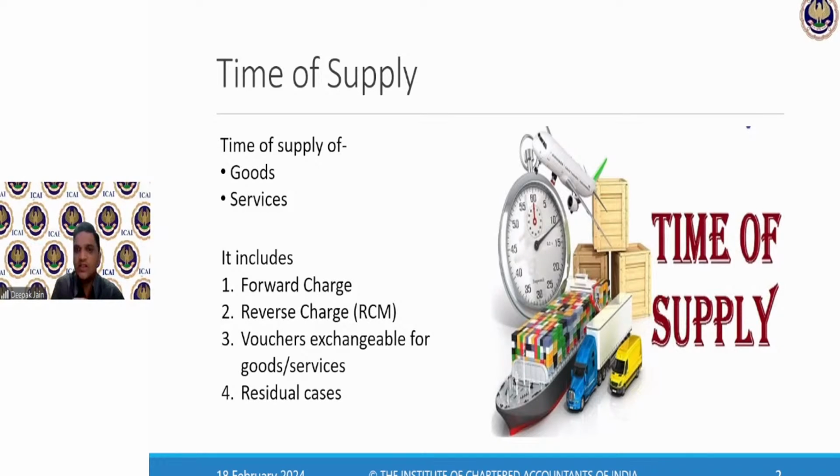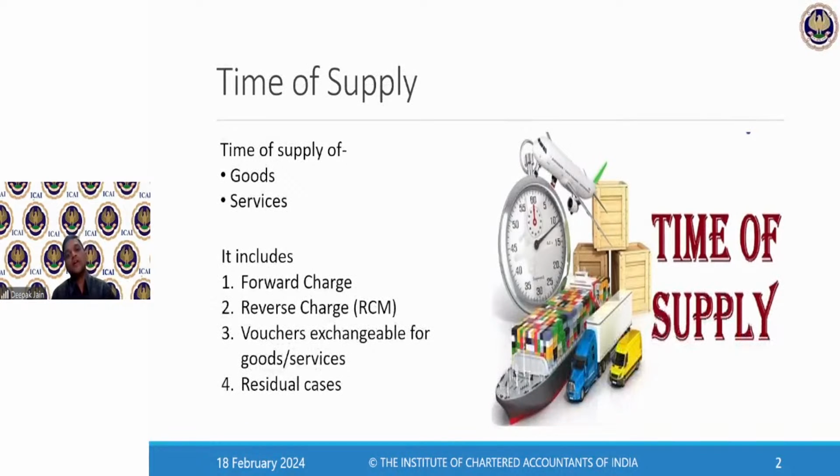Even though GST is levied on both, when you supply goods and when you supply services, the principles for determining these two are separate. So we will understand what is the time of supply for goods and what is the time of supply for services. Within goods itself, you'll have forward charge, which is the regular charging mechanism, and reverse charge, the reverse charge mechanism, which we have understood in depth. Then vouchers. There are special kinds of transactions apart from forward charge and reverse charge, which will help us understand their time of supply.